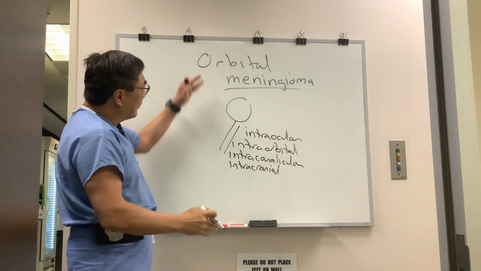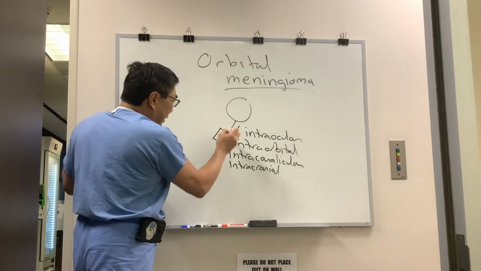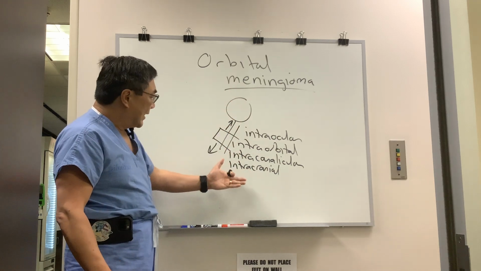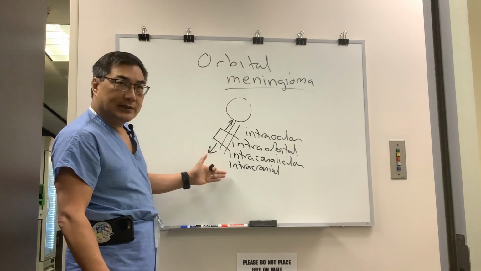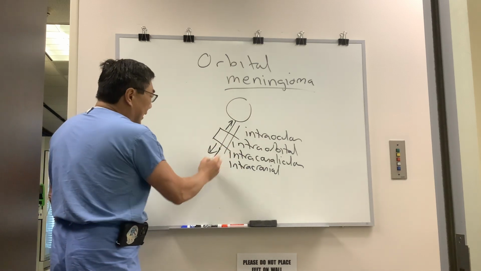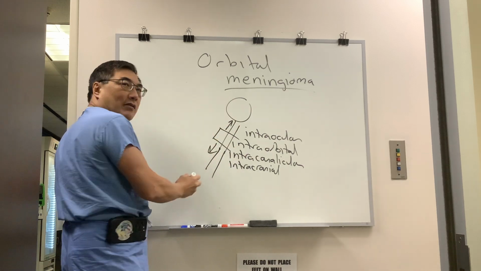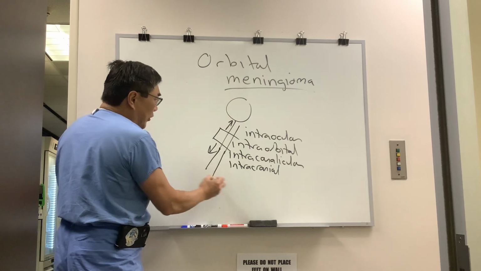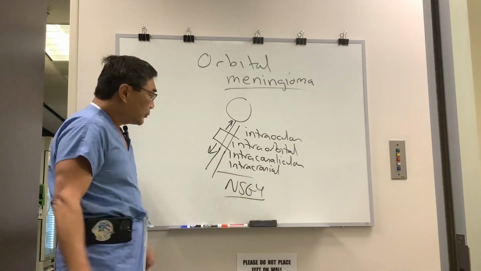And so when we're dealing with an orbital meningioma, we need to know which direction it's going and what are the findings in the eye and what it means to get in the canal and what it means to get into the intracranial cavity. And it can go retrograde or it can go anterograde. And that's important for neurosurgery to help decide what to do.